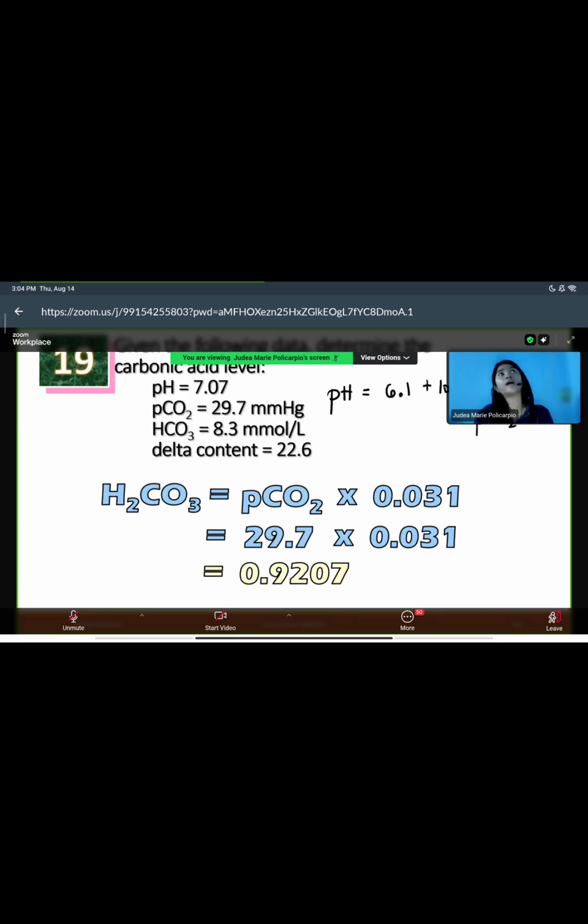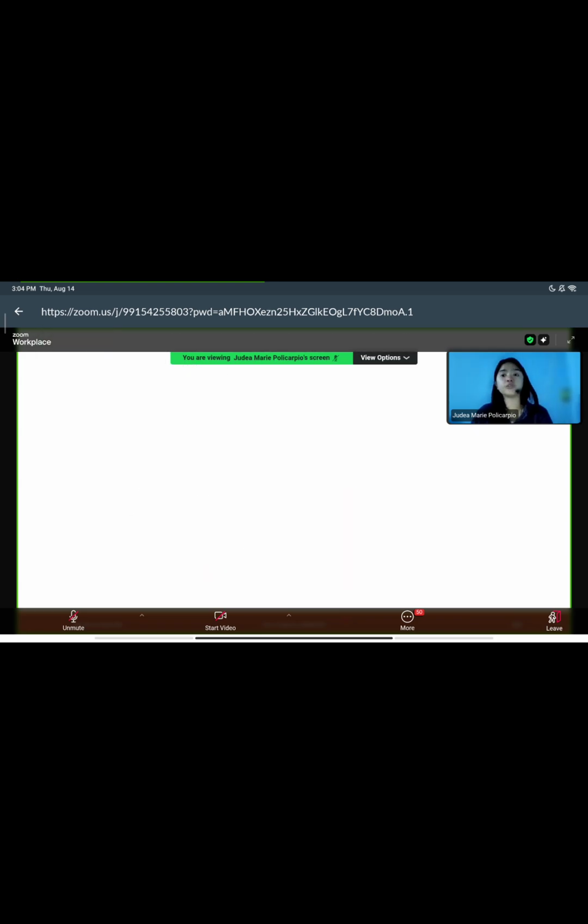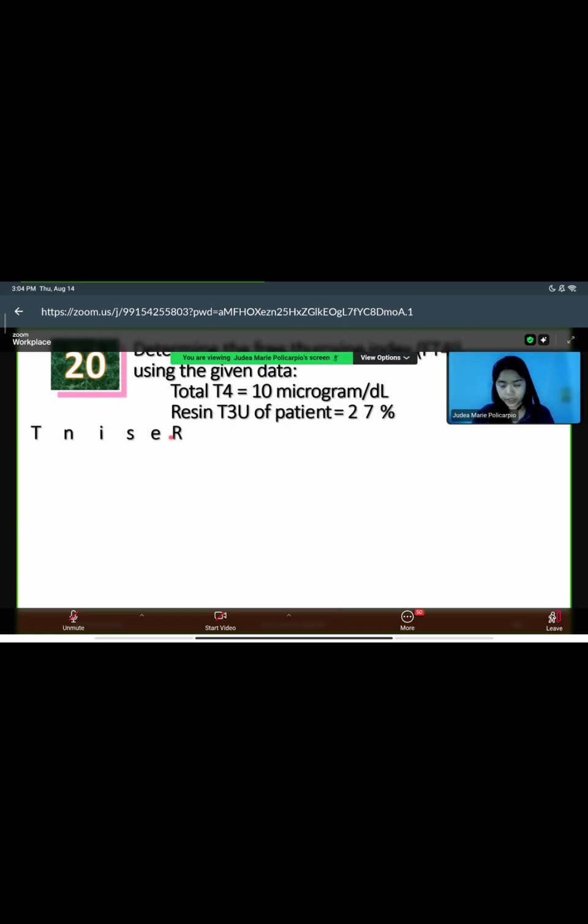Okay, we now have the last item, which happens to be your free T4 index. This is one of the most common computation na tinatanong nila sa endocrinology. Okay, in conjunction to endocrinology, sometimes they would ask you to compute for the free T4 index. Okay, free T4 index, binigay si total T4, binigay si resin T3 uptake test result, at saka resin T3 uptake ni patient, at saka ni serum pool.